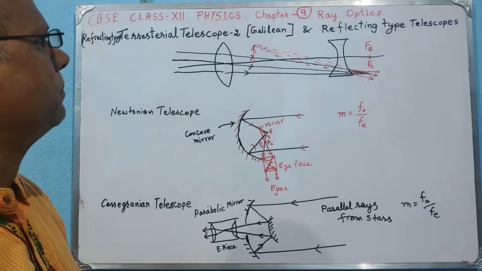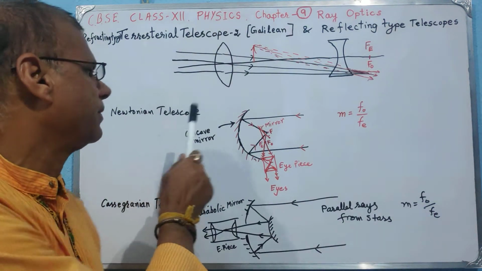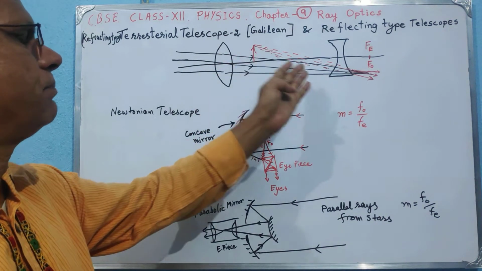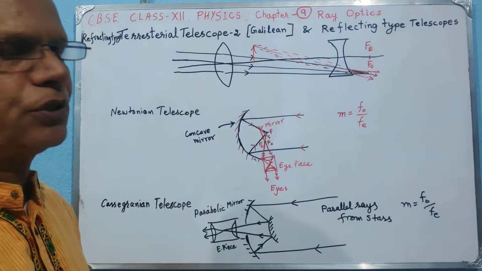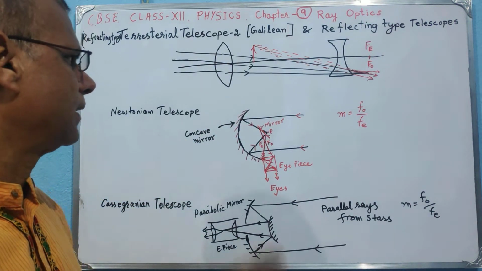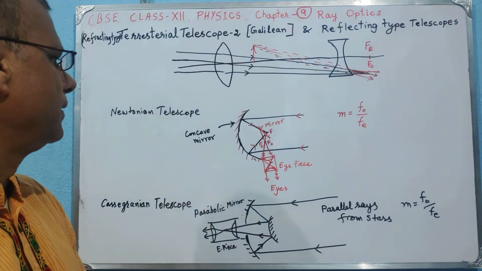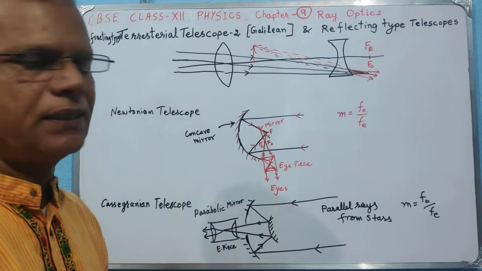Now we talk about the reflecting type of telescope. Earlier we used refracting type of telescopes, where light suffers refraction while passing through the lenses. Here we are using the reflecting type of telescope. This is mainly of two types, Newtonian telescope and Cassegrain telescope.